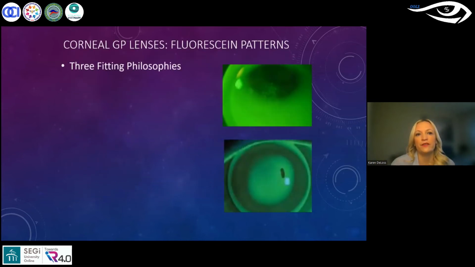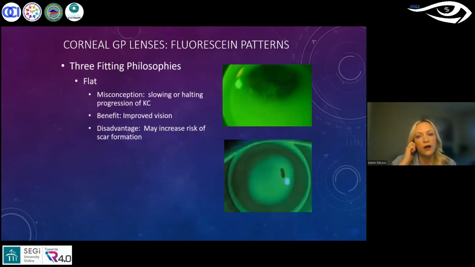There are 3 different fitting philosophies with gas permeable lenses. Flat: I don't think many people use this much anymore. There was a misconception that if you fit flat, you're going to slow or halt the progression of keratoconus. We know that that's not true. You are flattening that cone a little bit, so you're going to get a more spherical cornea, so it is going to look a little bit better in terms of the outcome of improved vision. But if you're bearing on that cornea, you're probably going to run the risk of scar formation.